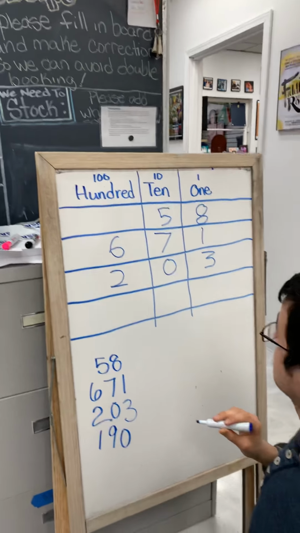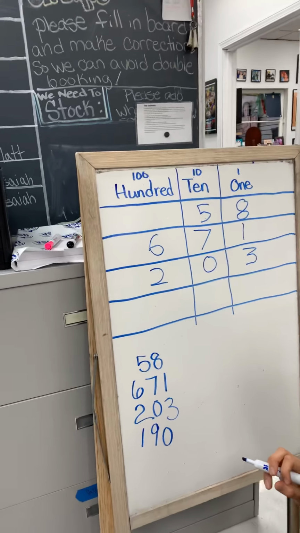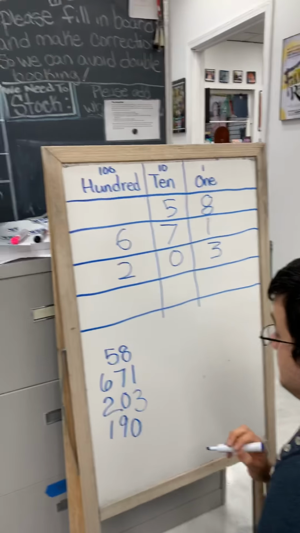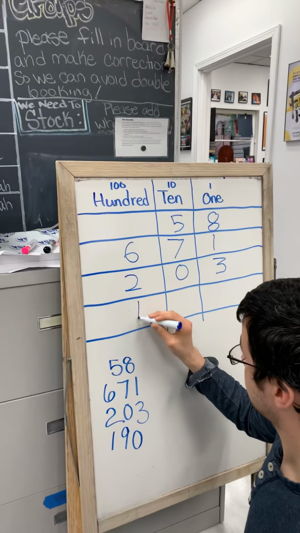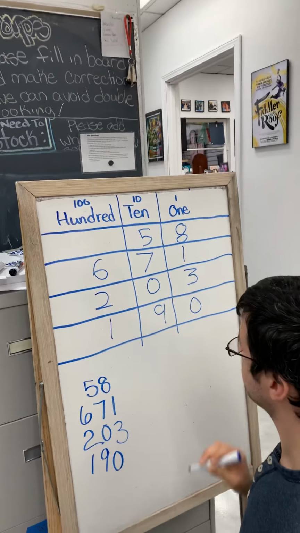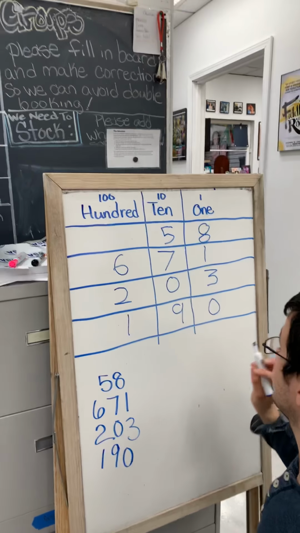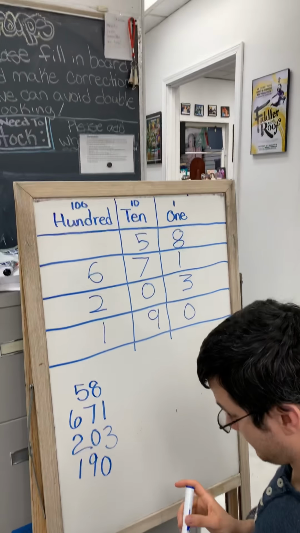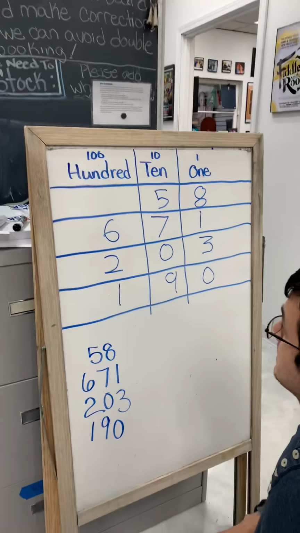Okay, how many tens do you have? None. You have 0 tens. Okay, how many hundreds do you have? 2. And how many ones do you have? 3. Excellent. Write your last number. How many hundreds do you have? 1. How many tens do you have? 9. And how many ones do you have? 0. Excellent.